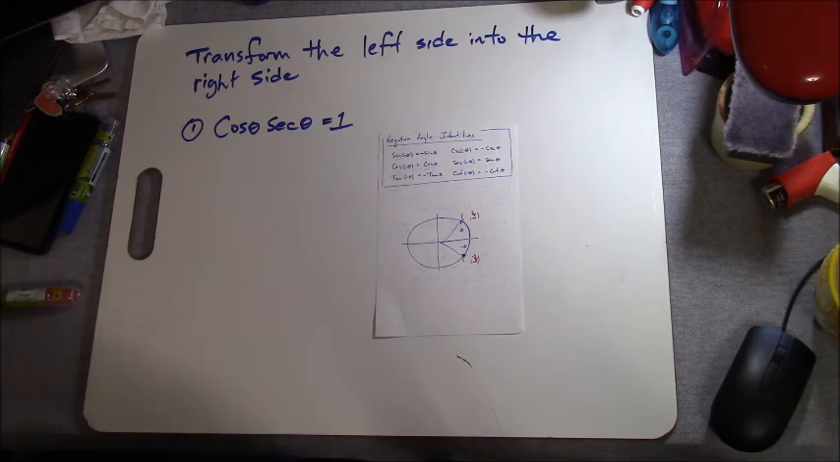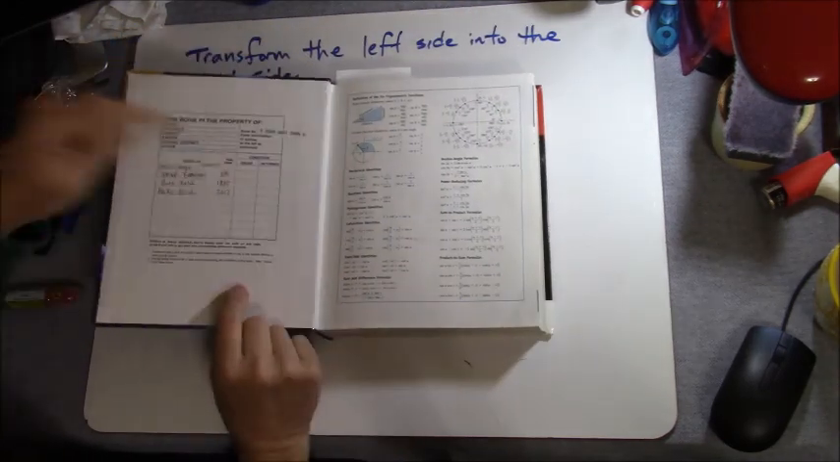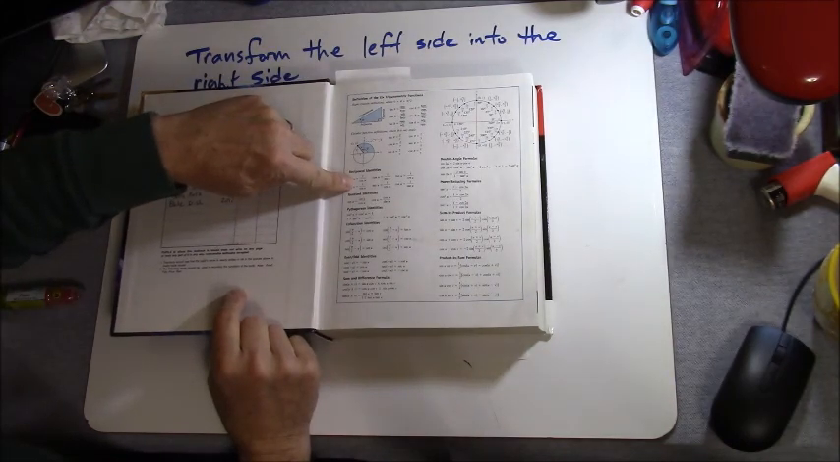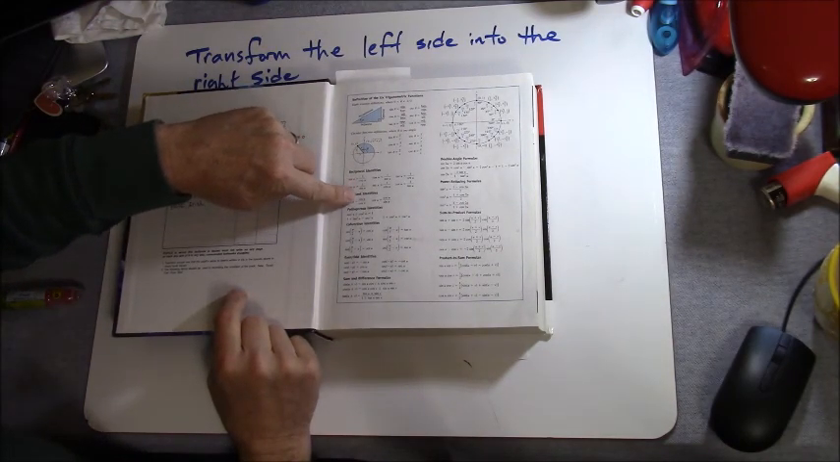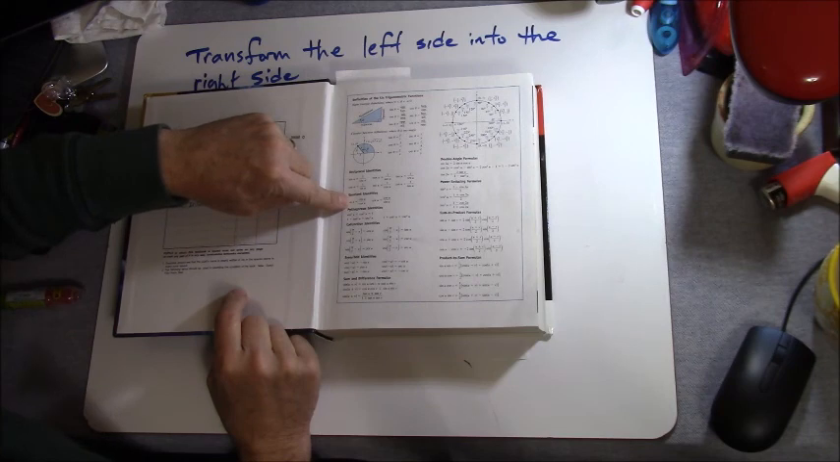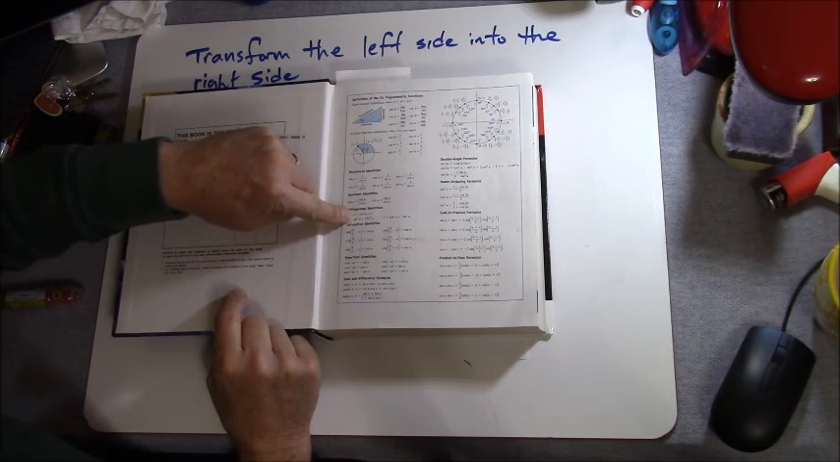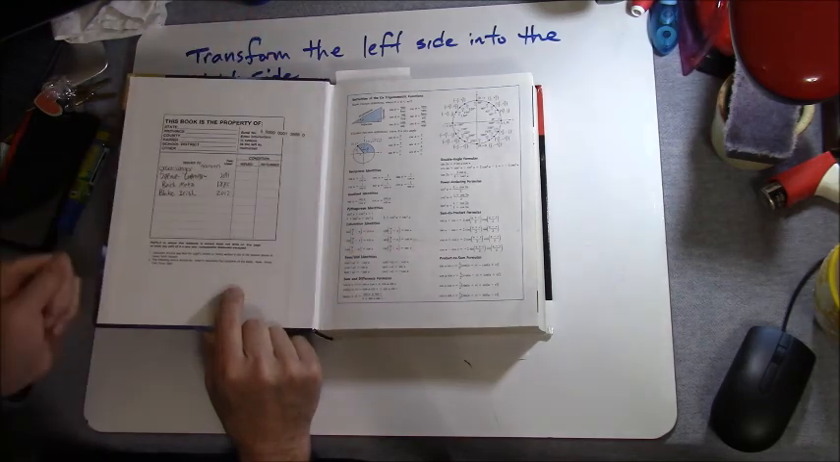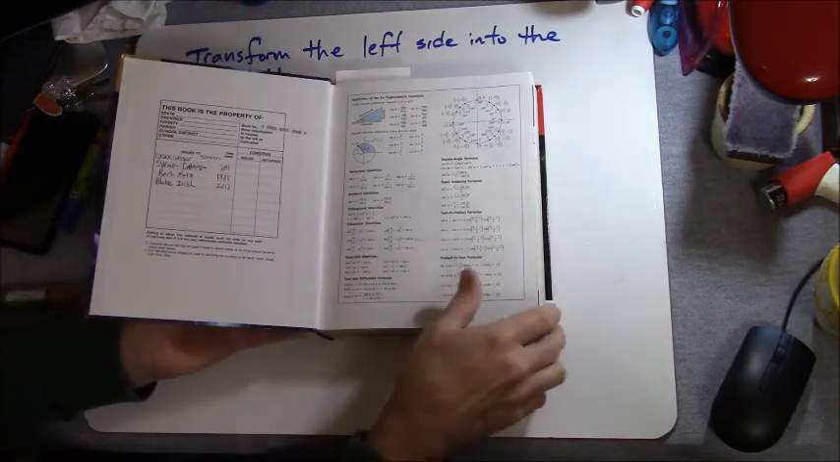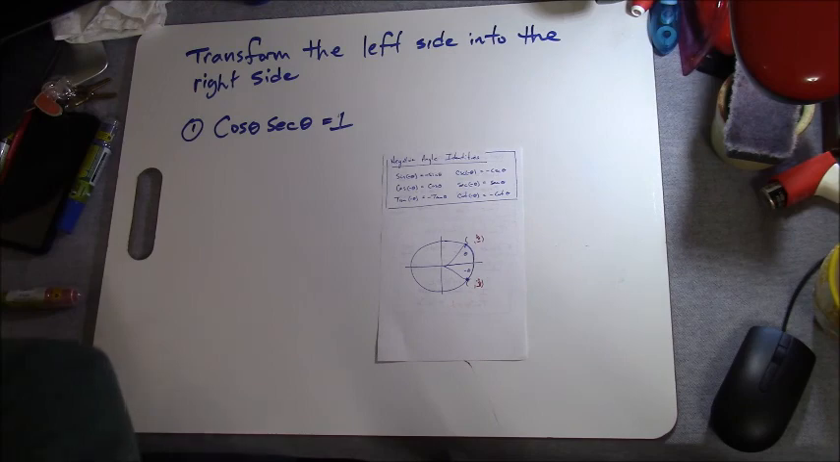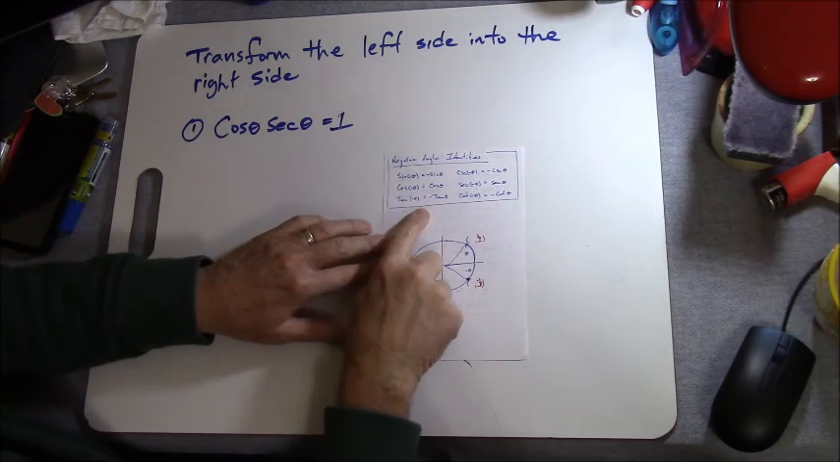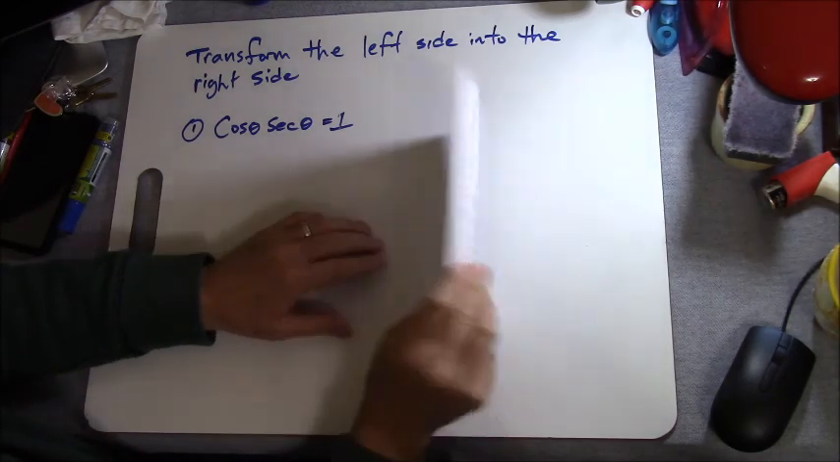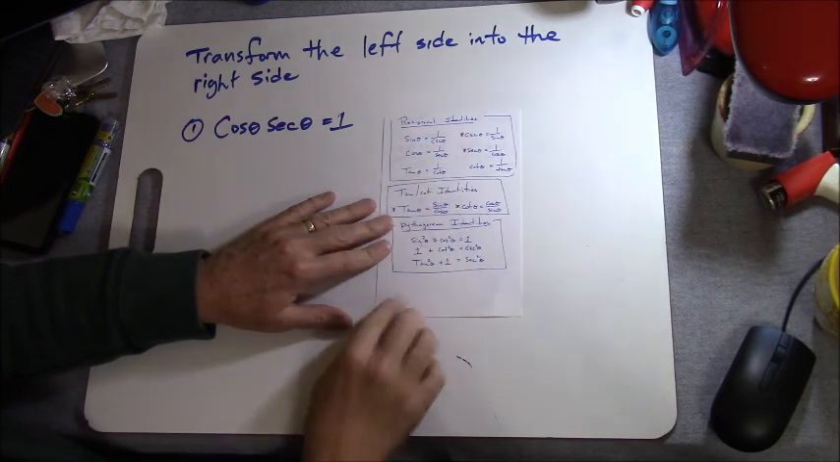So, this page right here has all of our identities. We've talked about these reciprocal identities, the quotient identities, which I call tangent and cotangent identities, Pythagorean theorem, and then the negative angle identities. Those are the only ones we've talked about so far. So the rest of them don't mean anything to us. But take a picture of this if you'd like. Also take a picture of this.